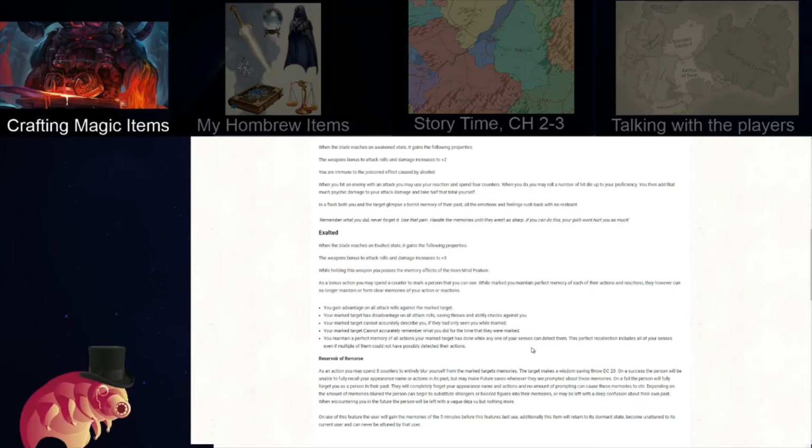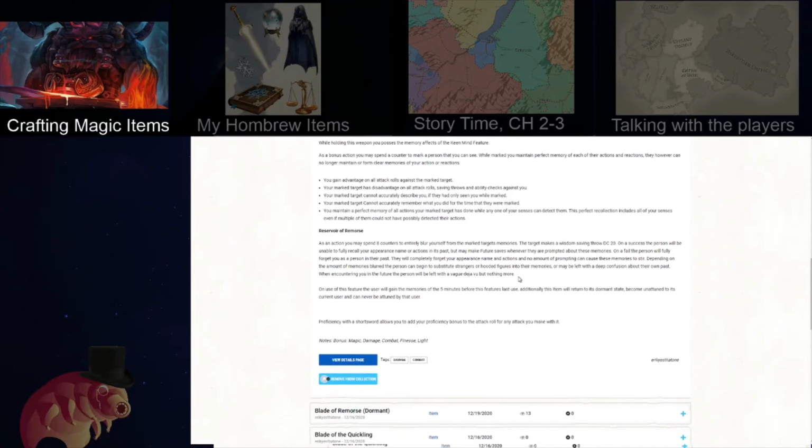And finally, you unlock the Reservoir of Remorse. As an action, you may spend 8 counters to entirely blur yourself from your marked target's memories. The target makes a wisdom saving throw DC of 20. On a success, the person will be unable to fully recall your appearance, name, or actions in its past, but may make future saves whenever they are prompted about these memories.